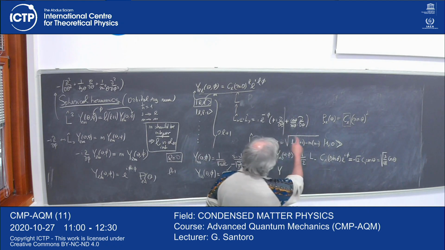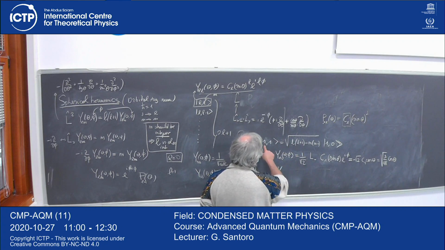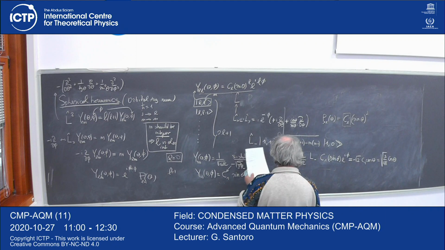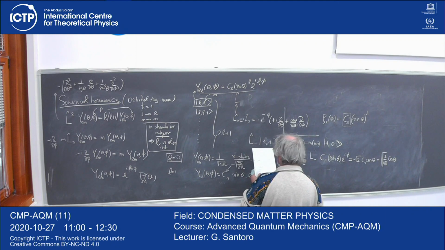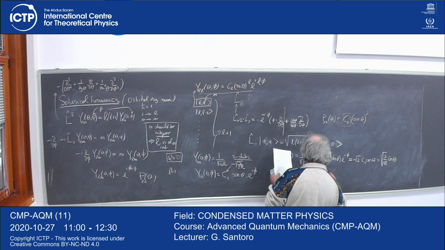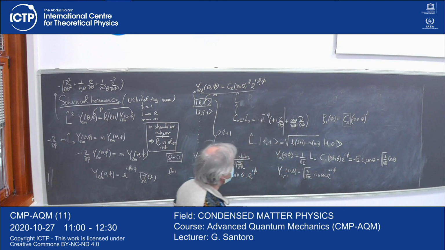Then you do the same story, applying L minus to 1, 0. I don't do the algebra, you get another state. I write it here. Y 1 minus 1 of theta and phi is equal to square root of 3 over 8 pi sine theta again, and then I get e to the minus i phi this time.